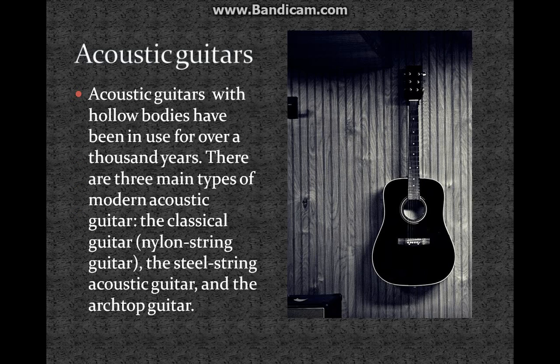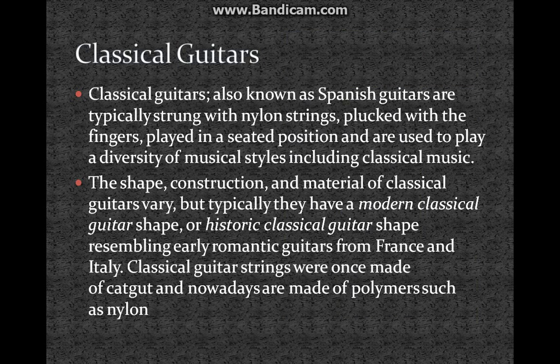Acoustic guitars with hollow bodies have been in use for over 1000 years. There are three main types of modern acoustic guitar: the classical guitar, the steel string acoustic guitar, and the archtop guitar. The tone of an acoustic guitar is produced by the vibration of the strings, which is amplified by the body of the guitar, which acts as a resonating chamber.